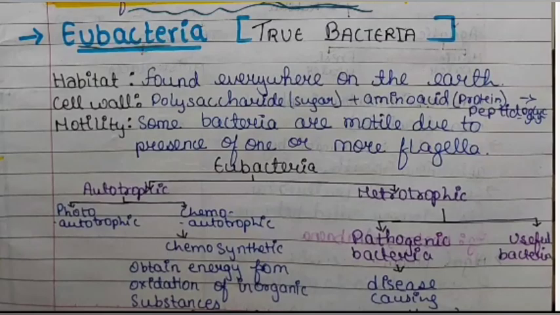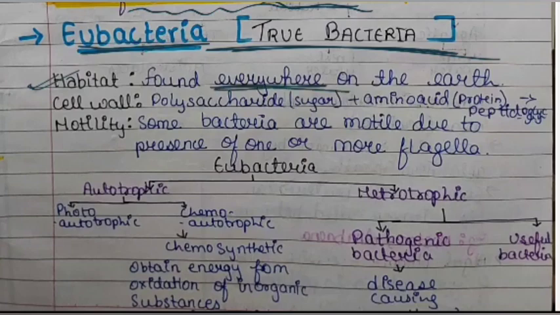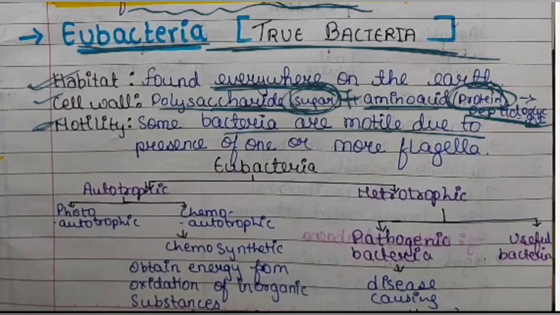Now coming to the new topic, that is eubacteria, also known as true bacteria. These bacteria are found everywhere on the earth, so they are cosmopolitan. Their cell wall is made up of polysaccharide, that is a kind of sugar, and amino acid, that is a protein. Commonly it's known as peptidoglycan. Motility in some bacteria is through flagella. Flagella is a thread-like structure present on the body surface of a bacterium. We will discuss flagella in detail in chapter number 8, that is Cell.